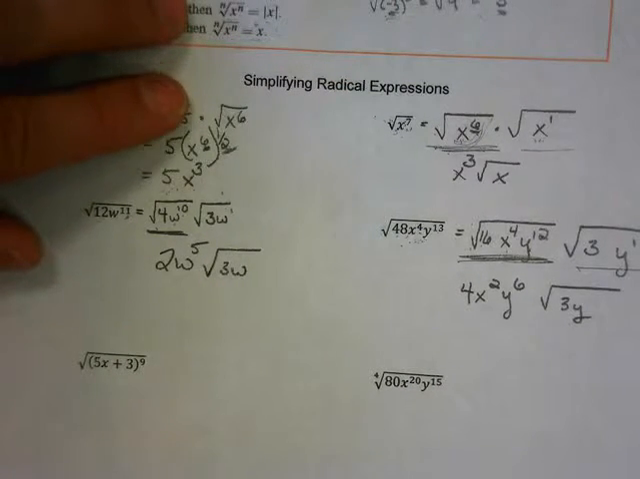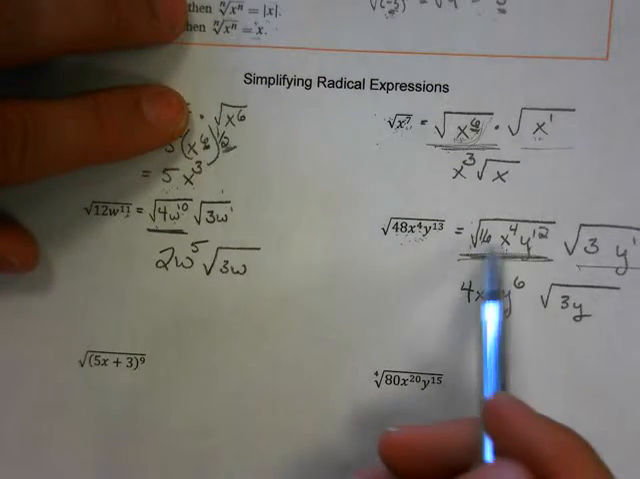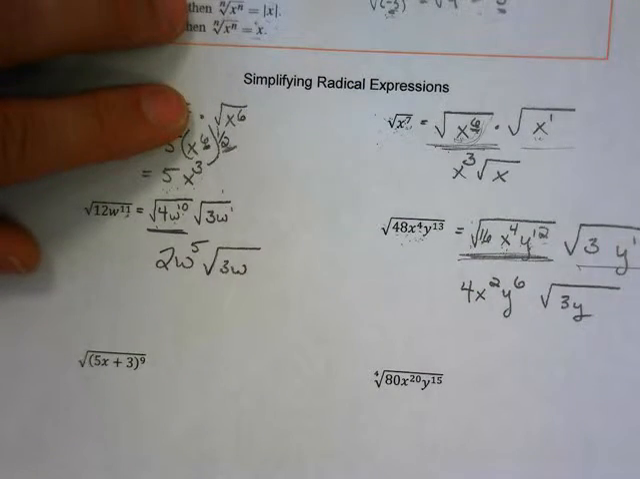So we're simplifying this. We're rewriting. We're taking out all those perfect squares, taking the square root of them.